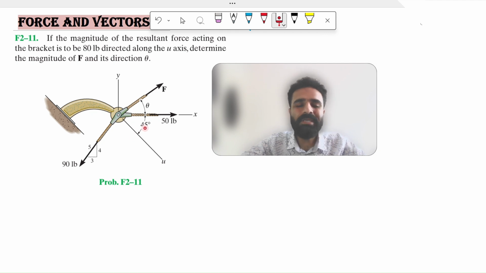So we will be determining the horizontal and vertical component of each force. Then by applying mathematics and physics, we will get the value of the magnitude of the resultant force and its direction. In the question, it mentions that the resultant force is acting along the u-axis. Its magnitude is 80 pound. So what we need to determine is the value of this force F and this theta.